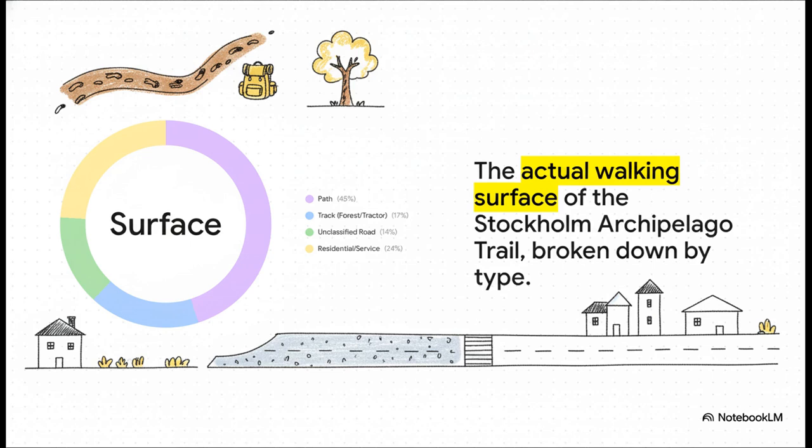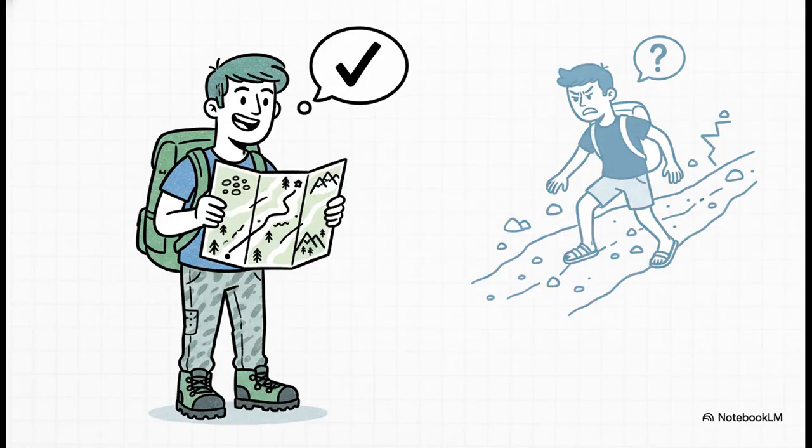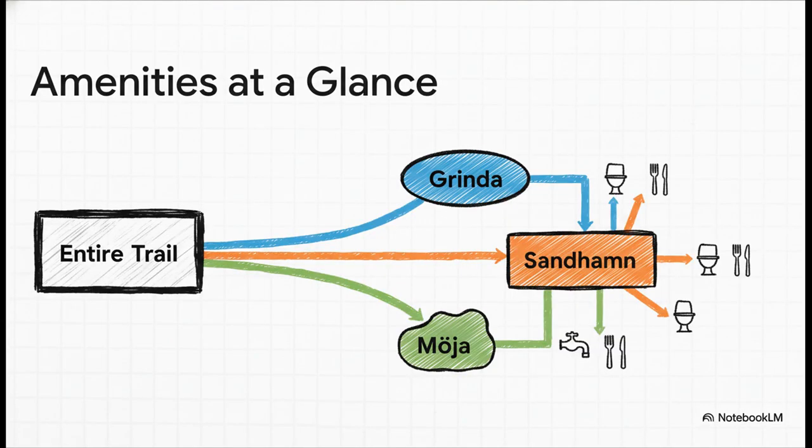For the Stockholm Trail, we can see that about 45% of it is a true path. But hey, a pretty big chunk is also a gravel track or even a residential road. And having this kind of granular data is an absolute game changer for planning. It helps you pick the right shoes, it helps you manage your expectations, and you know exactly what kind of terrain is coming up on each section. No more nasty surprises.